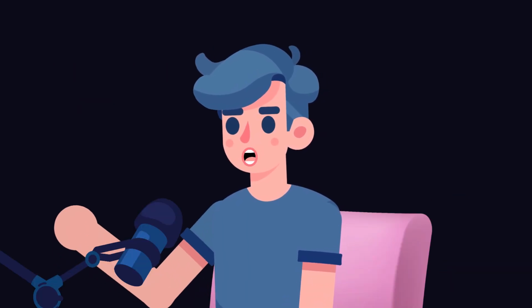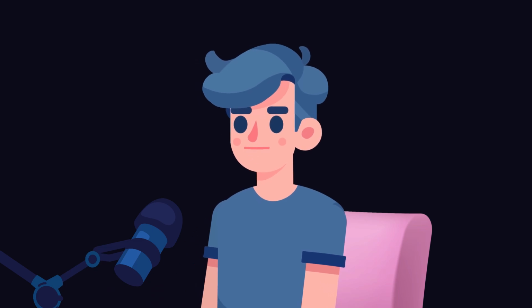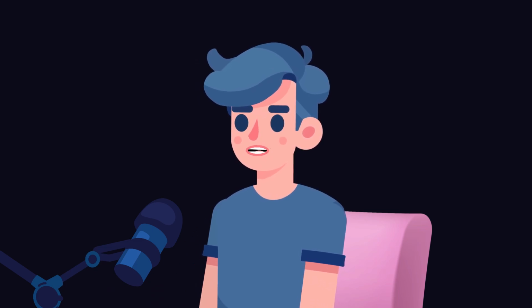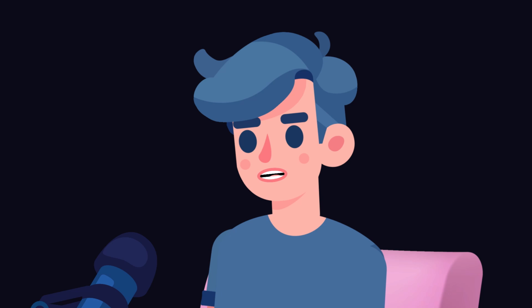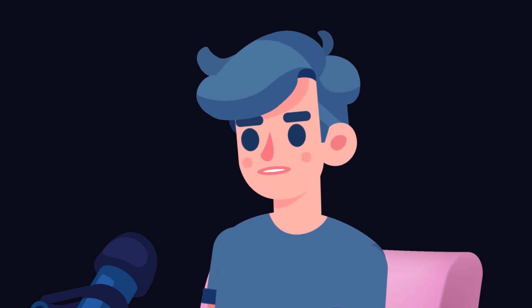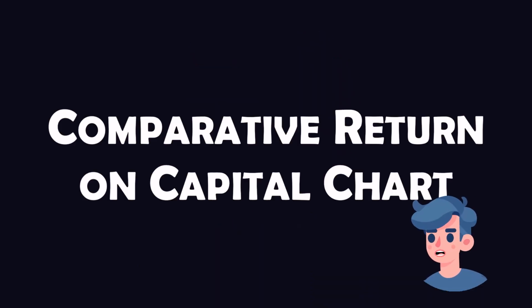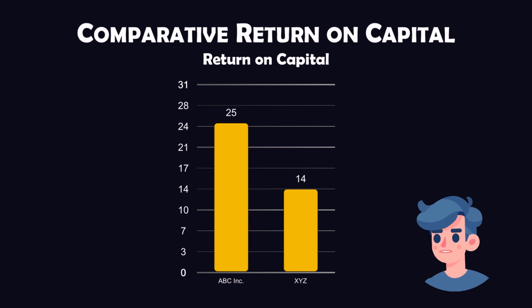But what does 14.3% indicate about XYZ? A ROC of 14.3% shows that XYZ is somewhat less efficient in converting its capital into profit compared to ABC Inc., which had a ROC of 25%. Visual aids can help solidify understanding. Here's a comparative bar chart of these two examples.